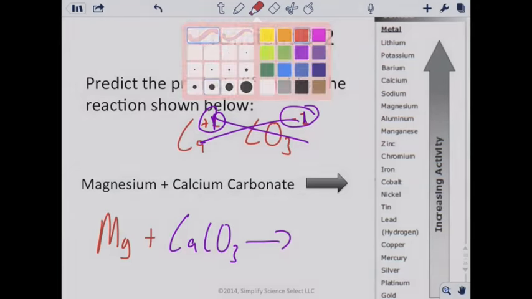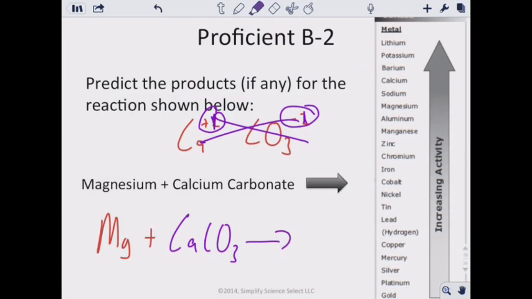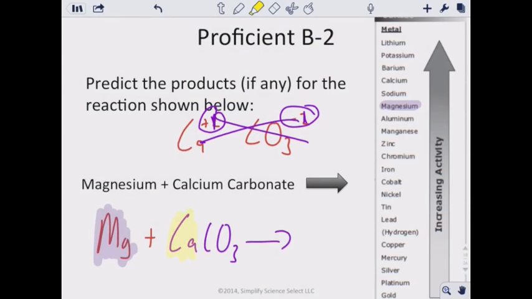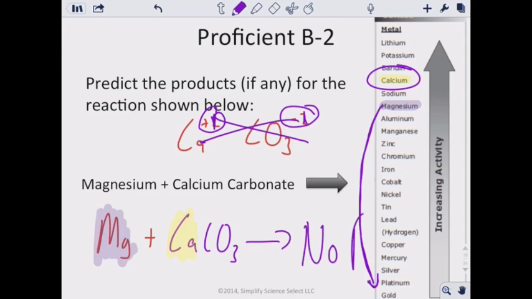So now we look at it. What's by itself? Magnesium is by itself. Find magnesium on the activity series. It's right there. And then we have calcium, so we find calcium on the series. It's right here. Now, remember, magnesium can replace anything below it. Is calcium below magnesium? No. So this reaction will not take place because calcium is not below magnesium. It's actually above it. So this would be no reaction.